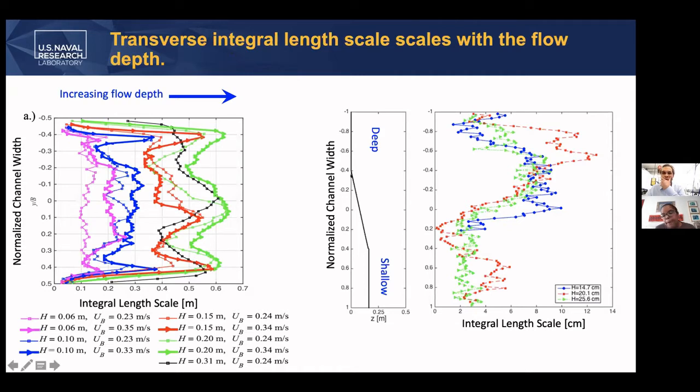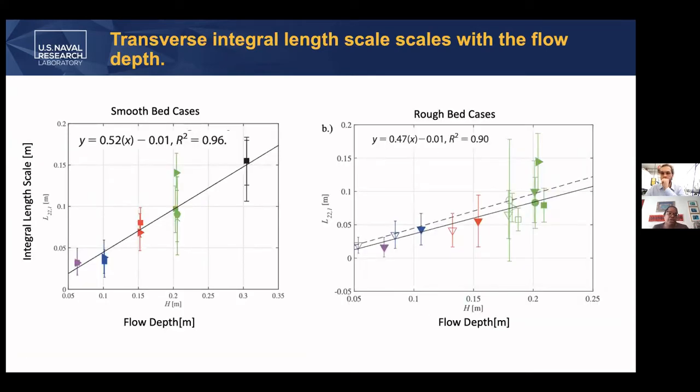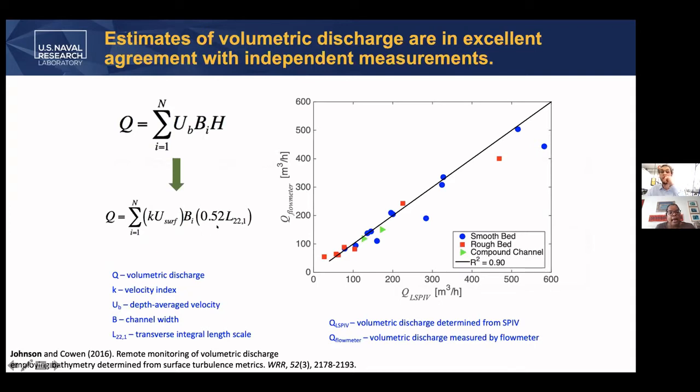Similarly, for the asymmetric compound channel, over this variable bathymetry, you see that the integral length scale is responding to that change in bathymetry. When I take the mean of the integral length scale over the central core of the flow, neglecting what's happening near the corner walls, and plot that as a function of flow depth, I get a very strong relationship between the integral length scale and the flow depth. And what this means is, if I can calculate the integral length scale on the surface, I can relate this to the flow depth in my calculation of the volumetric discharge. And in this manner, I'm able to remotely predict volumetric discharge.